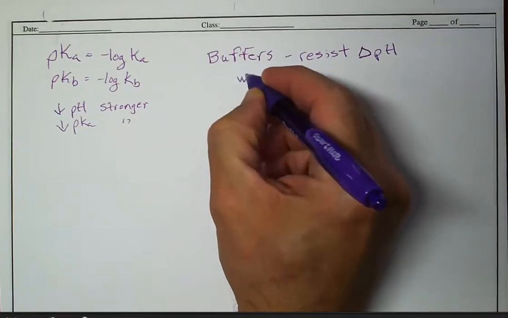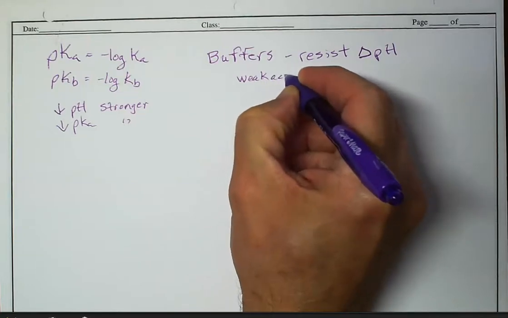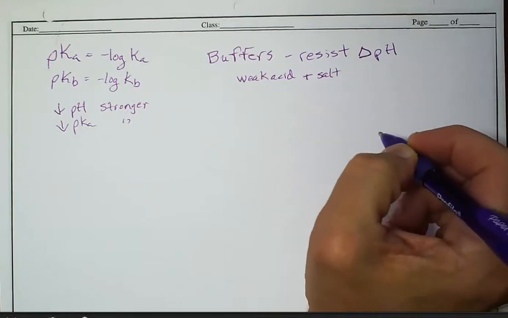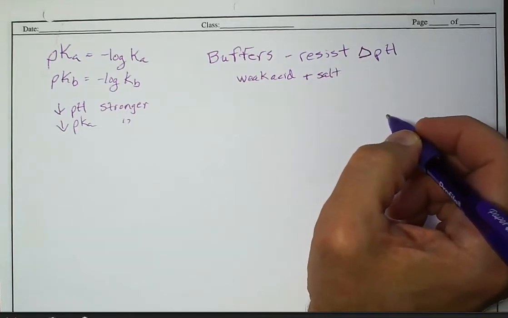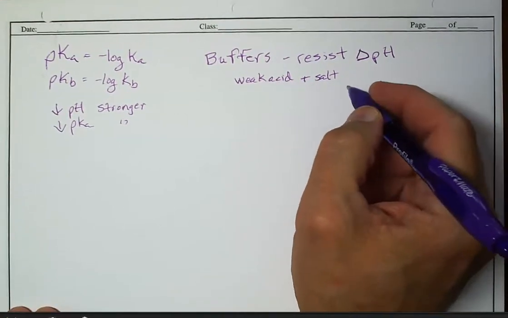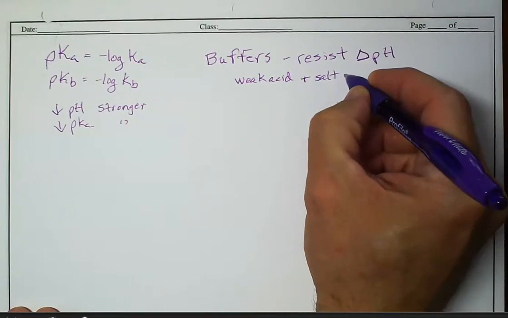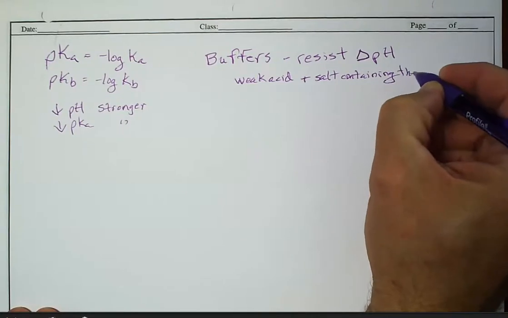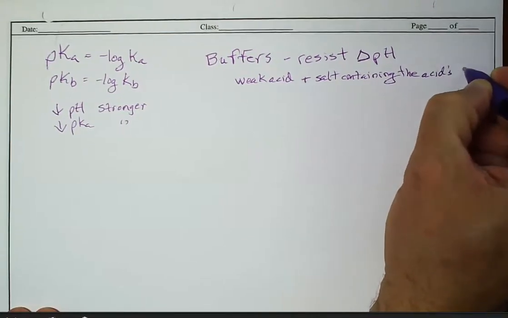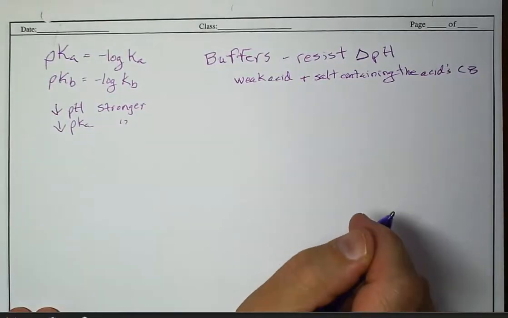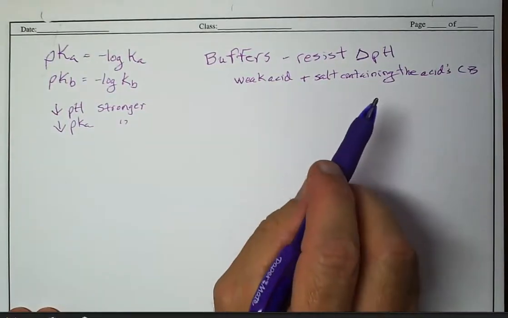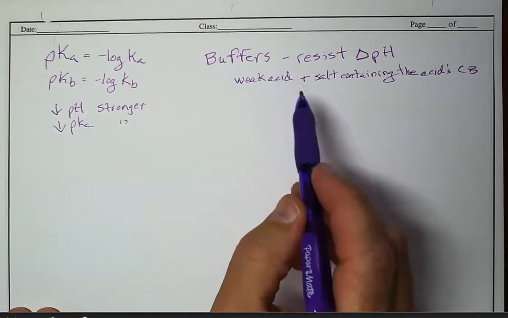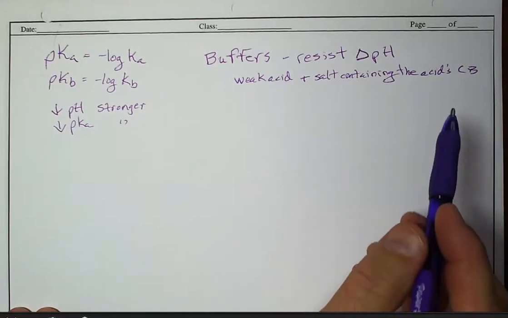They typically consist of a weak acid mixed with a salt, and that salt needs to contain that acid's conjugate base. So a weak acid plus a salt containing the acid's conjugate base. Cb, conjugate base. Sometimes you'll hear it simply stated as a weak acid and its conjugate base.